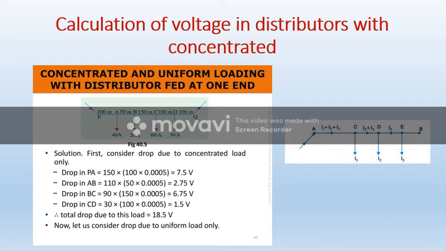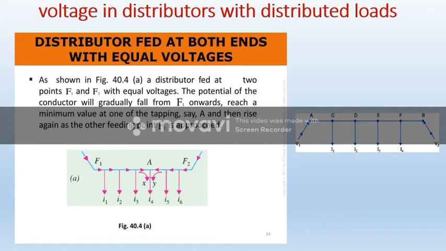Let us consider drop due to uniform load only. Distributor fed at both ends with equal voltages, as shown in figure 40.A. The distributor is fed at two points F1 and F2 with equal voltages. The potential of the conductor will gradually fall from F1 onwards, reach a minimum value at one of the tappings, and then rise again as the other feeding point F2 is approached.